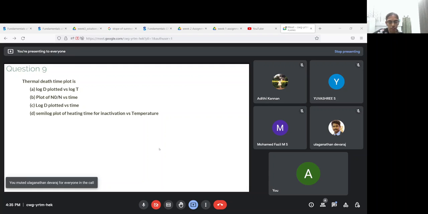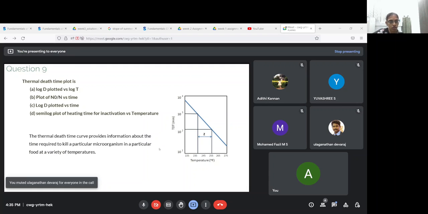So what's the thermal death plot? The thermal death curve provides information about the time required to kill a particular organism at a variety of different temperatures. So when you plot a thermal death time plot, you will have temperature on the x-axis and your heating time required, that is your process time, in the semi-log scale. So this will be in the log scale. This won't be log of time. This will be time in the log scale.